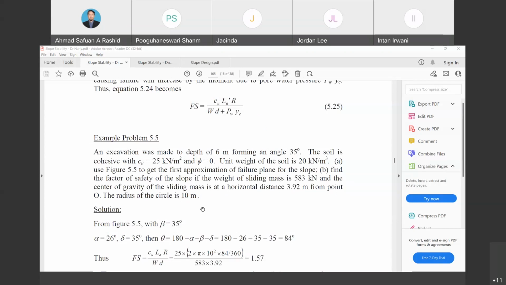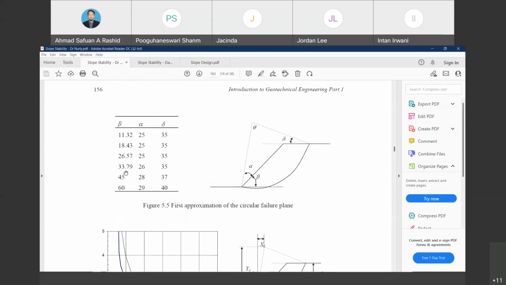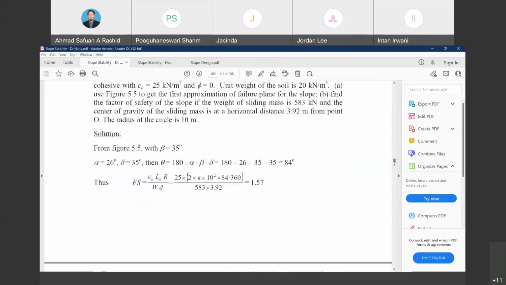So by using figure 5.5, we may determine the degree of the slope. With beta equal to 35, the alpha will be 26, while the sigma will be 35. Although it is not as accurate as 33.79, we can still use the same alpha and the same theta of 26 and 35.